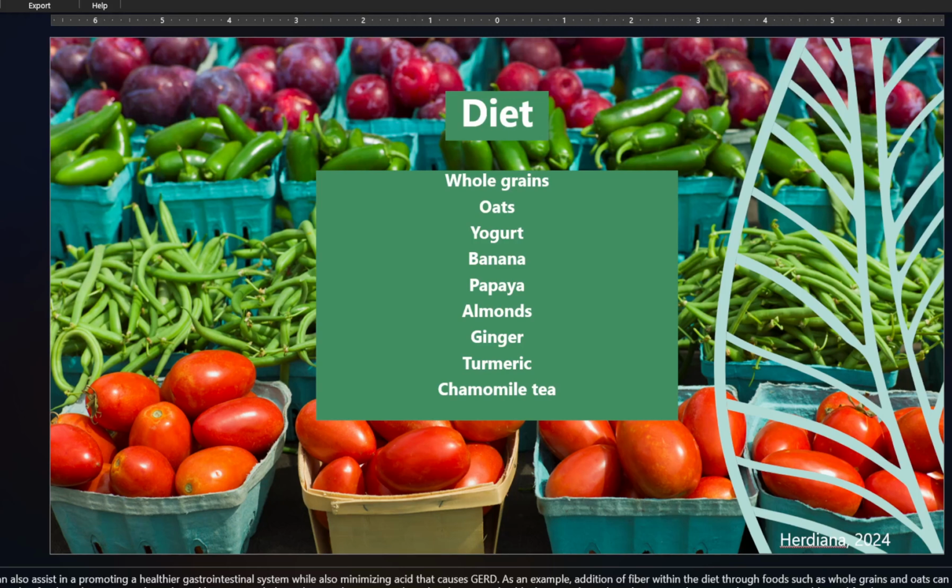Adjustments to diet can also assist in promoting a healthier gastrointestinal system while minimizing acid that causes GERD. As an example, addition of fiber within the diet through foods such as whole grains and oats can promote a reduction of acid. Other foods such as yogurt, almonds, and bananas work through neutralizing stomach acid and restoring healthy bacteria through probiotic introduction to the GI system. Additional food options to support a healthy GI system and minimization of GERD symptoms include papaya, ginger, turmeric, and chamomile tea for their anti-inflammatory properties.